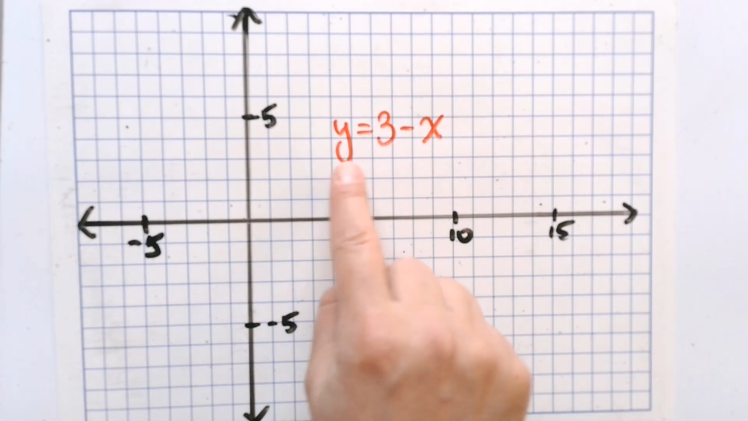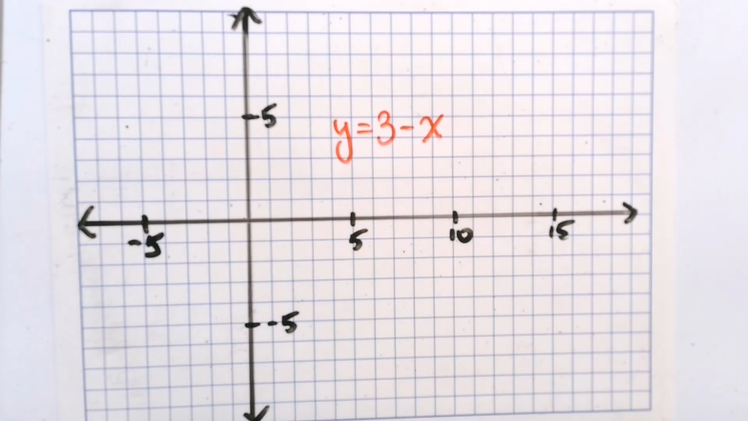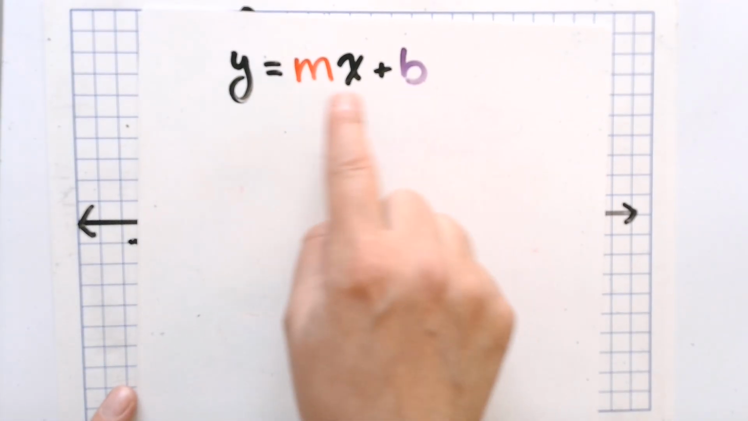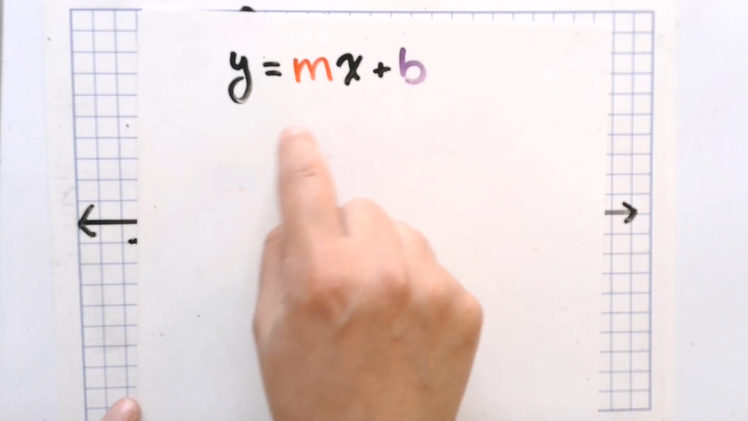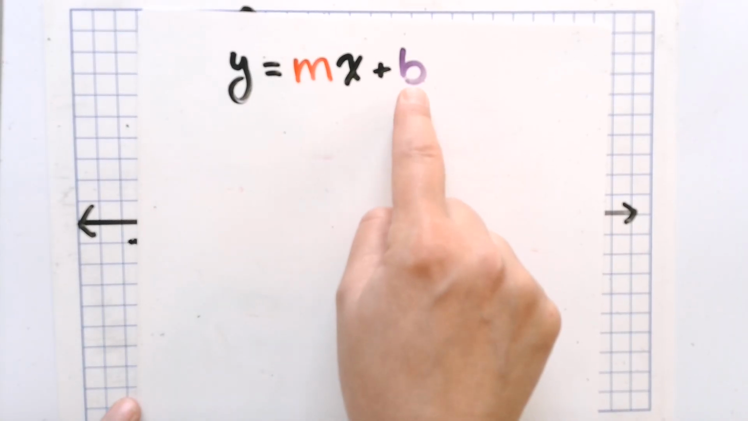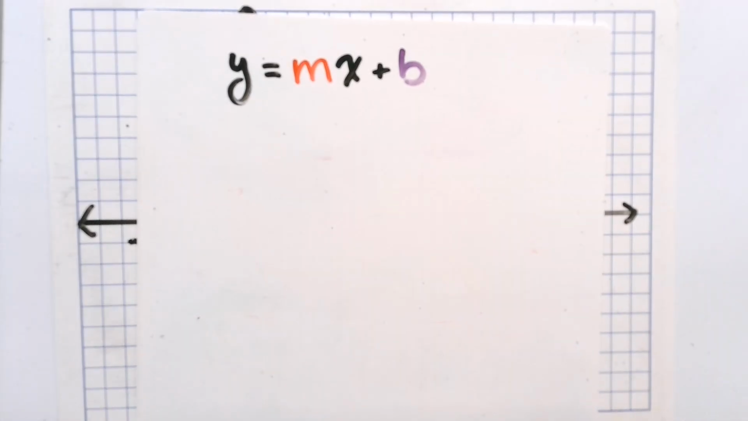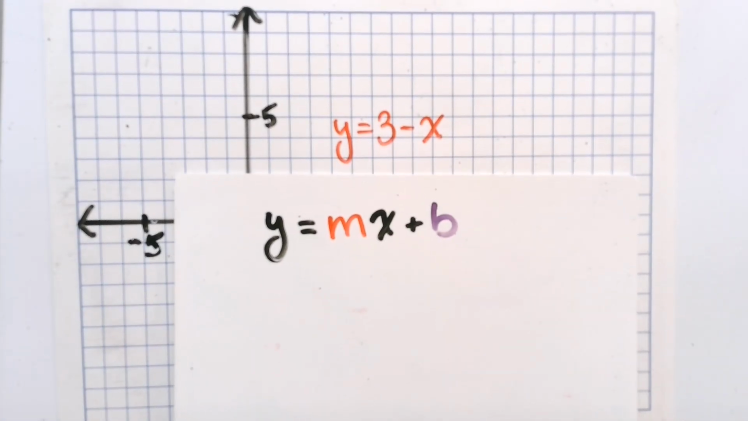We're about to graph y equals 3 minus x. Now, we're used to seeing our equations before we graph them to look like this: y equals mx plus b, where m is the slope, which is kind of your rise over run, and b is the y-intercept, which is kind of like your starting point in the equation. But seeing it this way is a little bit confusing.